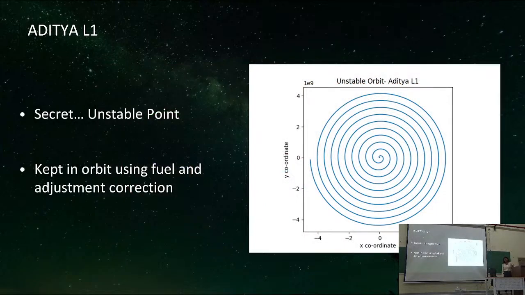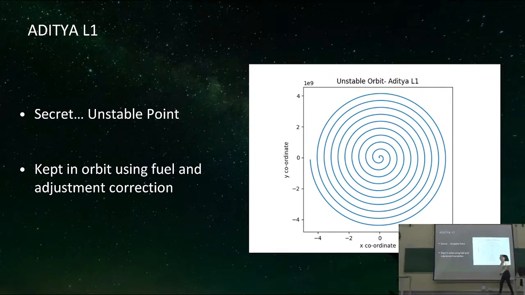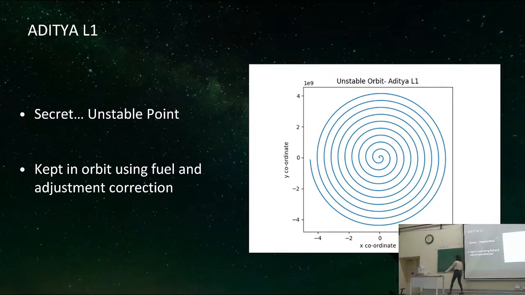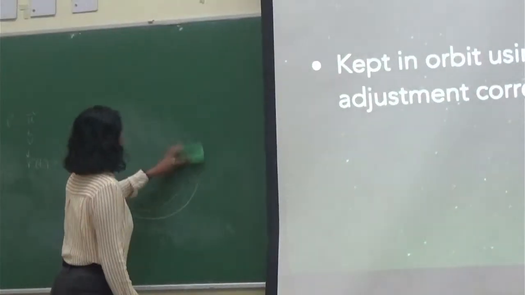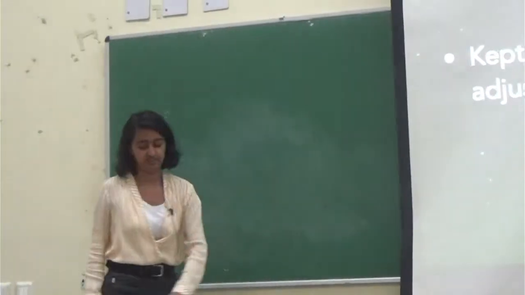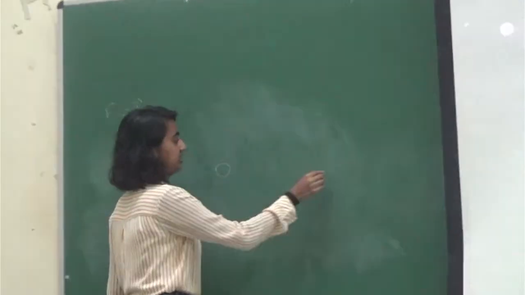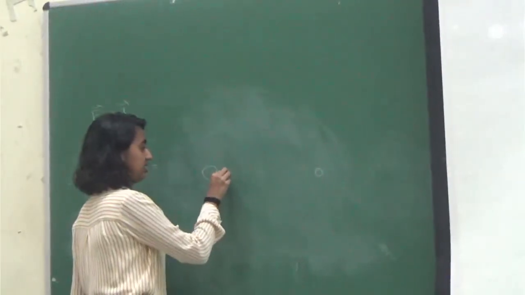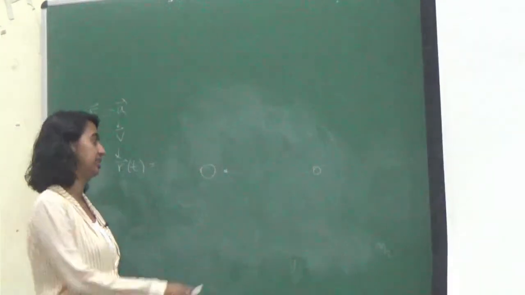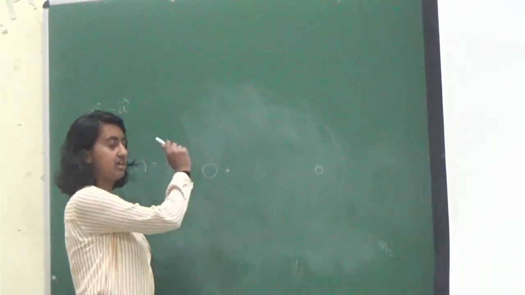We can use that code to plot a very fun, unstable scenario: if the Sun is here and you keep the object at L1, it will still drift away.